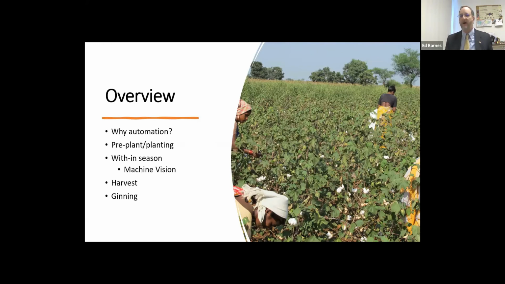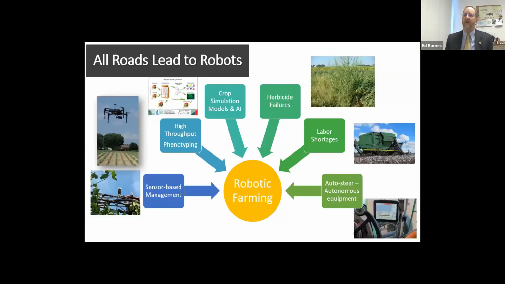I want to start out talking about why automation, and then walk us through the cotton production process from planting through ginning and look at what are some opportunities for automation. And how did we get to this discussion? You'll notice I'm using the word automation more. Sometimes when I talk about robotics, people think that's science fiction, that's 50 years away. In reality, that's not necessarily the case. Some of these things are within 5 years, some within 10 years. These are not the year 3000 type ideas. And how did we get here?